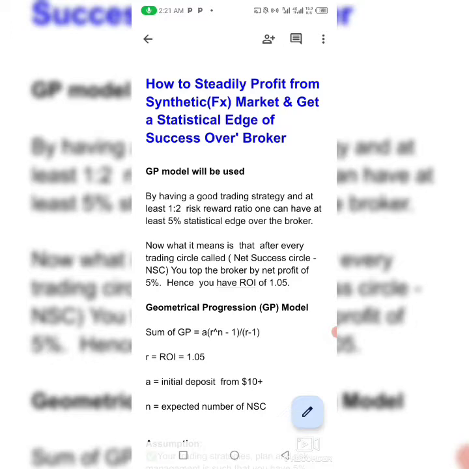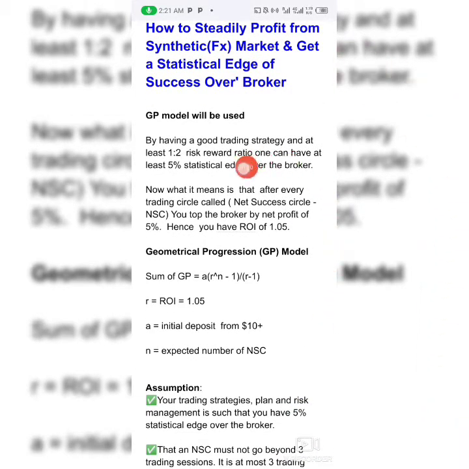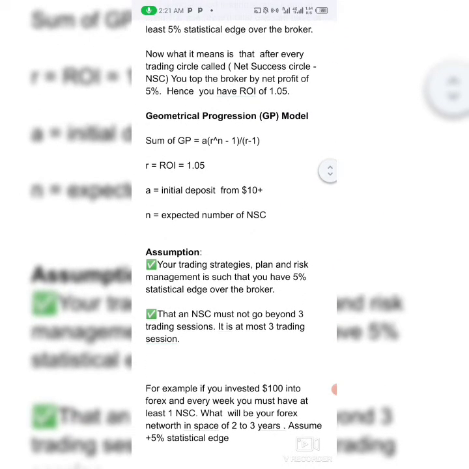We shall be using the GP model. By having a good trading strategy and at least a 1:2 risk reward ratio, one can have at least a 5% statistical edge over the broker. What it means is that after every trading cycle, called a net success cycle (NSC), you top the broker by a net profit of 5%. Hence, you have a return on investment of 1.05.